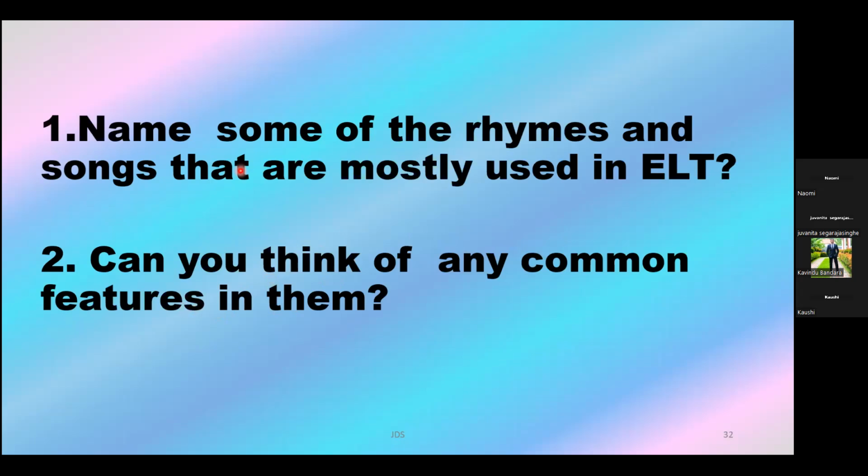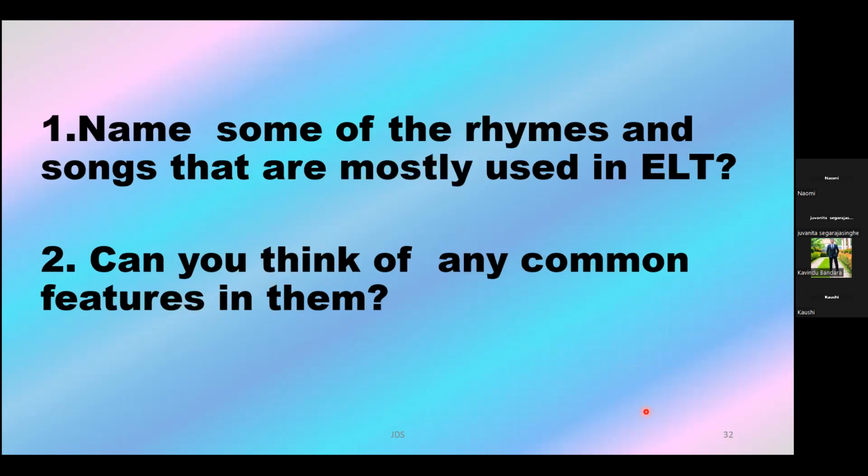Songs and rhymes are very often used. It doesn't mean that with intermediate or advanced ones you can't use them. It depends on the quality of the song, the concept, or maybe the topic of the song. Based upon those, they can even be used with adult learners. But songs and rhymes are very much used with primary learners.